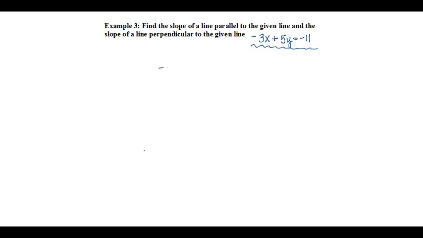So if I look at -3x plus 5y equals -11, and I'm trying to solve it for y, I first want to get my 5y by itself, so I need to get rid of this -3x. The opposite of -3x is a positive 3x, and I need to add it to both sides. Now I want you to think about this. What is -11 plus 3x? Am I going to add those numbers together? What am I going to do?